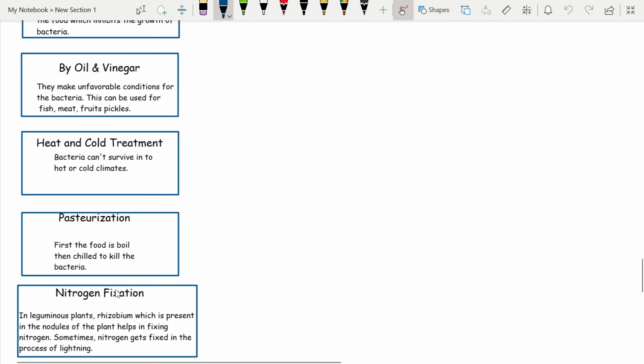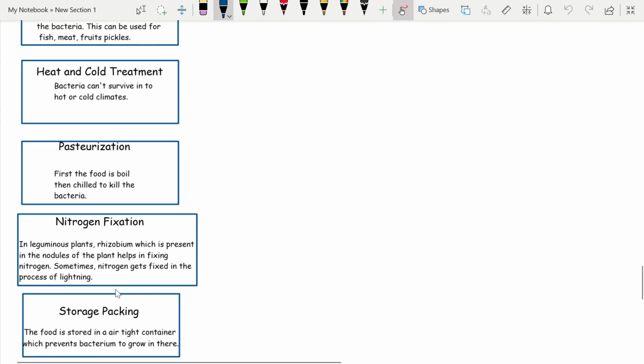Heat and cold treatment. Bacteria can't survive in too hot or cold climates. Pasteurization. First, the milk or the food, basically it's done in milk, is boiled, then chilled to kill the bacteria, meaning first they're boiled and then suddenly they're chilled. So that's how you kill the bacteria with pasteurization.